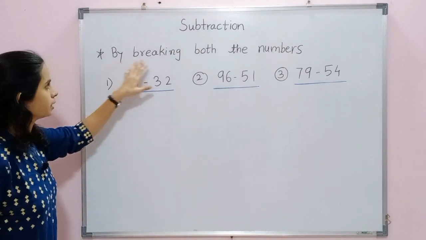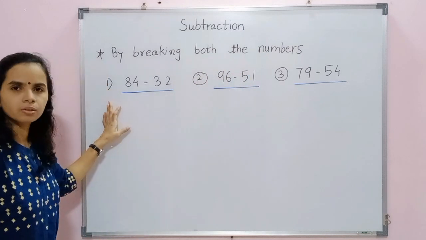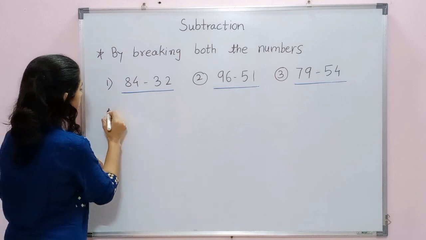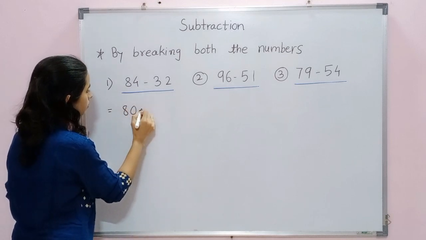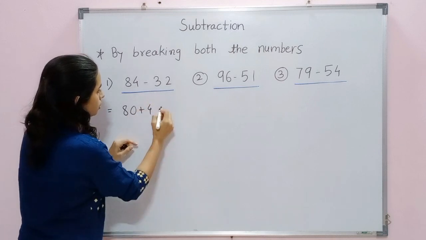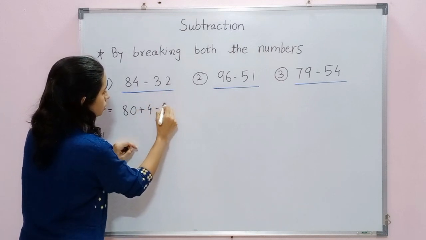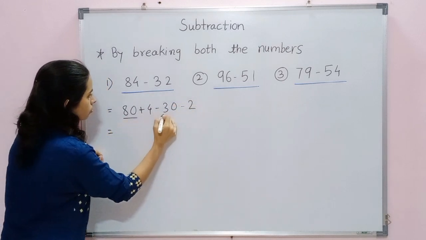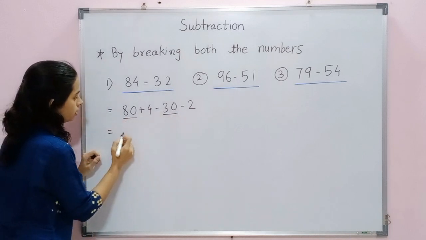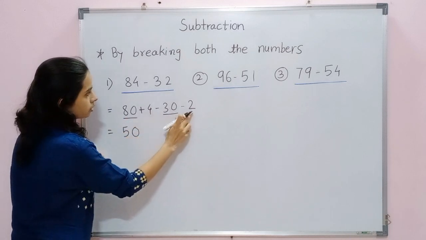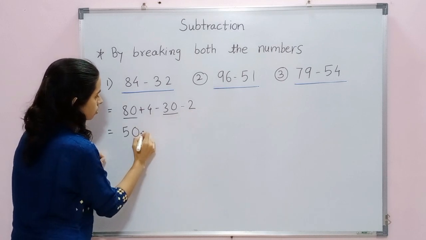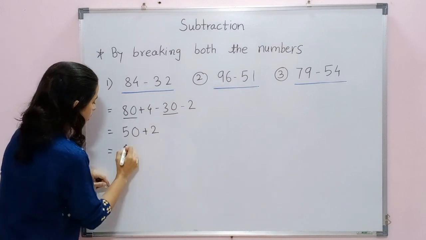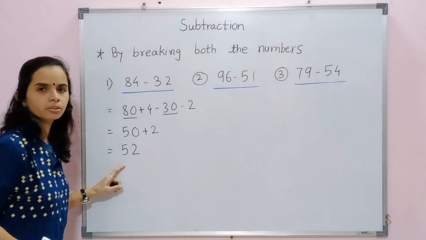Next method is by breaking both numbers. Here we will break both the bigger and smaller number. So let's start. 84 means 80 plus 4, and 32, we will break this 32 into 30 and 2. Then we will minus this 30 from 80, we will get 50, and this 2 from this 4, we will get 2. 50 plus 2, we will get 52. Our answer will be 52.